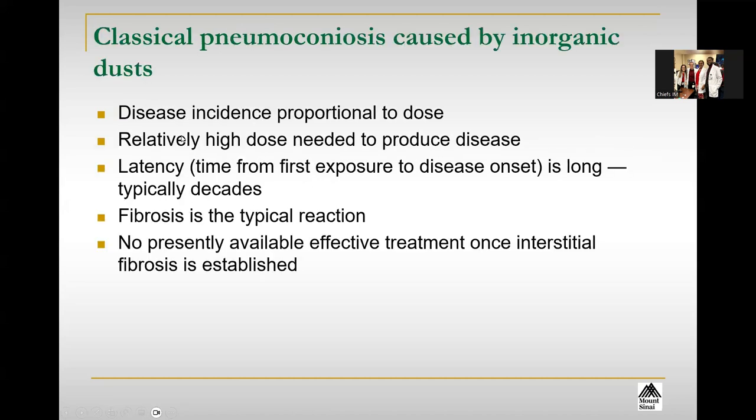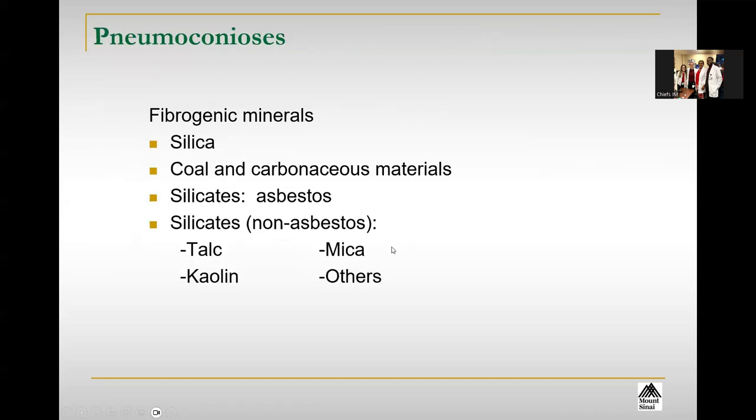So the disease incidence is usually proportional to dose intensity, in broad terms. Relatively high dose is needed to produce disease, so usually very trivial exposures may not lead to disease. It is very common that there is a long latency between the time of first exposure and the disease onset. It can be several decades, one to three decades, which is not unusual. Fibrosis is a typical common denominator of these conditions, and presently there are no effective treatments available once interstitial fibrosis has been established.